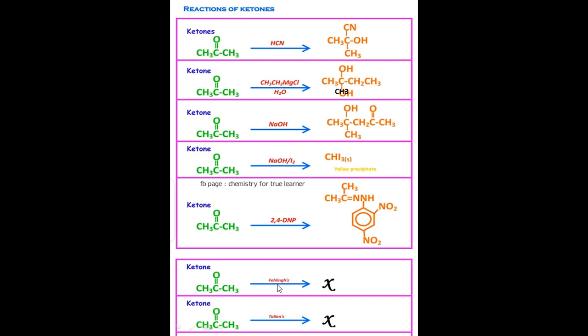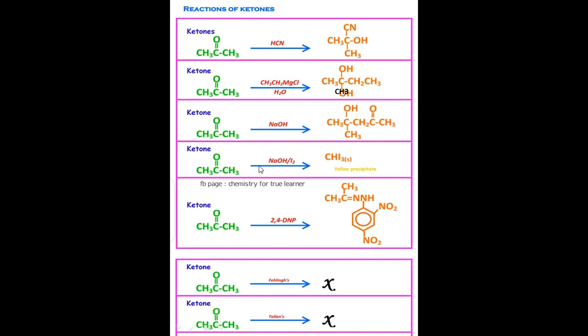In the same way, Tollens' reagent, which is a solution of ammoniacal silver nitrate, also undergoes a reaction to form a silver mirror if the compound has a free hydrogen in there. Now, ketones lack a free hydrogen, therefore they cannot undergo reduction by ammoniacal silver nitrate, which is the Tollens' reagent. So Tollens' reagent and Fehling's reagent cannot be used to test ketones, but they work best on aldehydes.